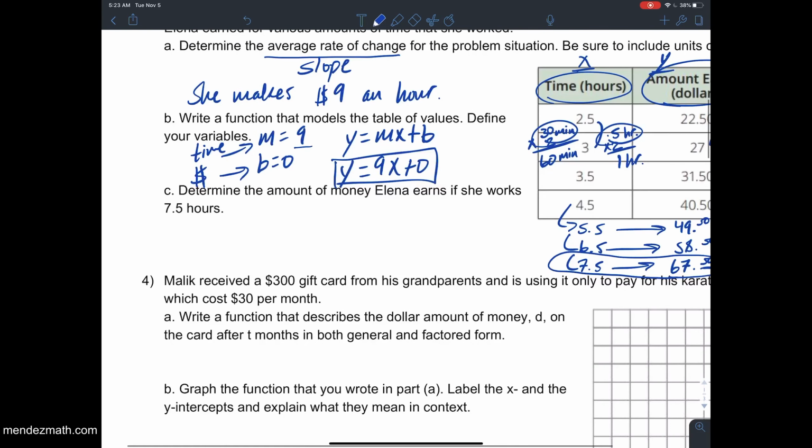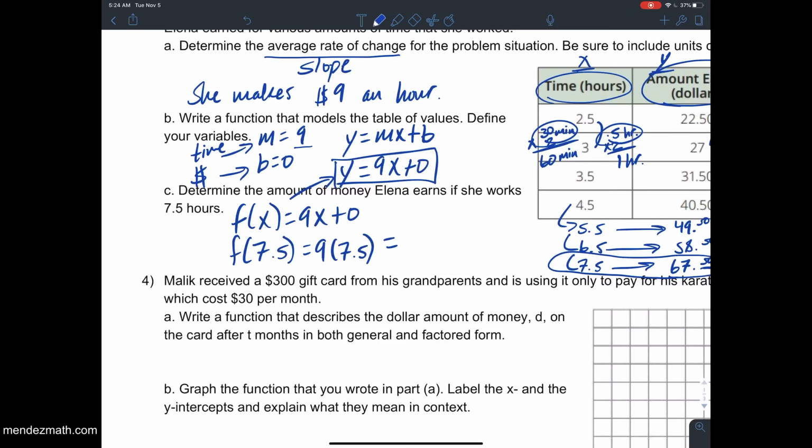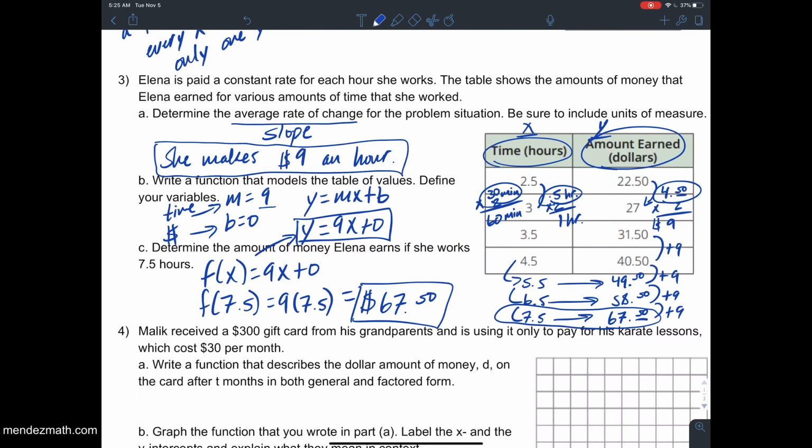But an easier way is using function notation. F of x equals this right here: 9x plus 0. We want to know if she works 7.5 hours. 9 times 7.5 is 67.50. There you go. Let's move on.